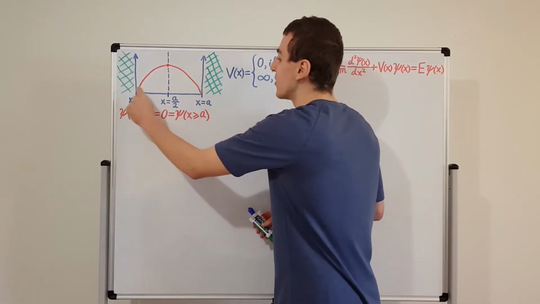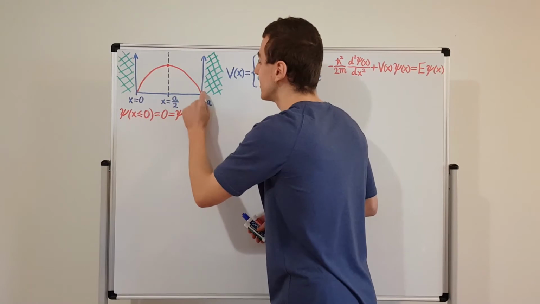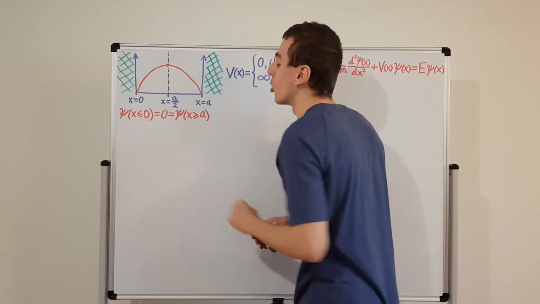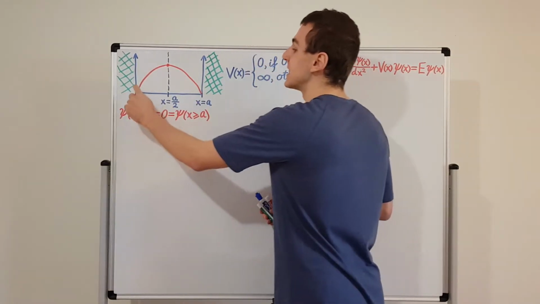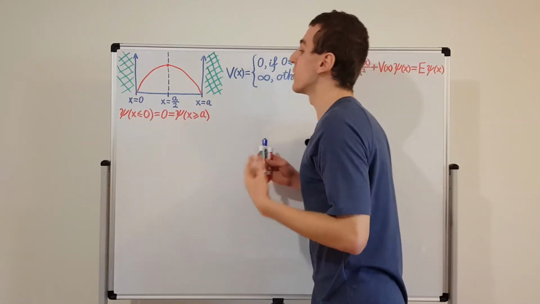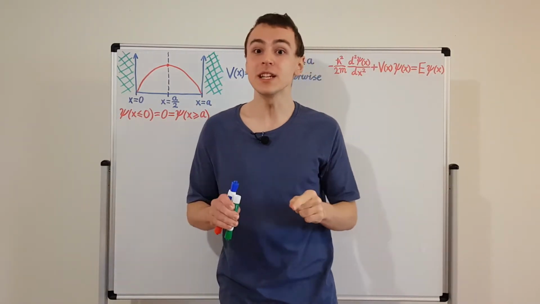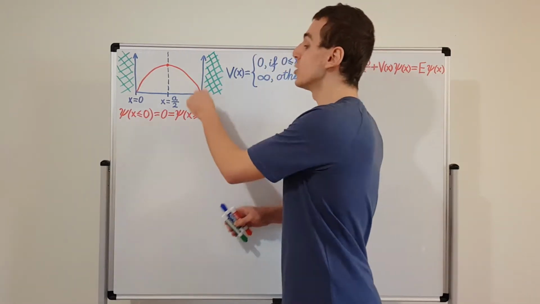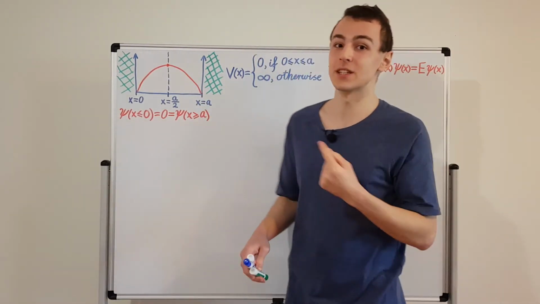And at the edges, at the boundaries, it also has to be equal to 0. That's because of continuity. We need to have a continuous function, so it has to be continuous. And that is actually called the boundary condition. We're going to be using the boundary conditions a little bit later when we actually find some solutions.